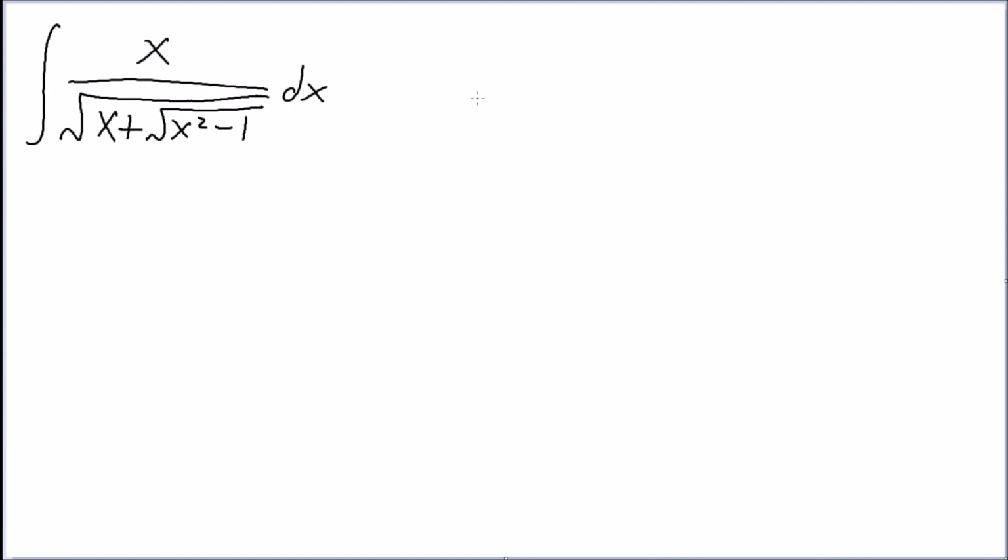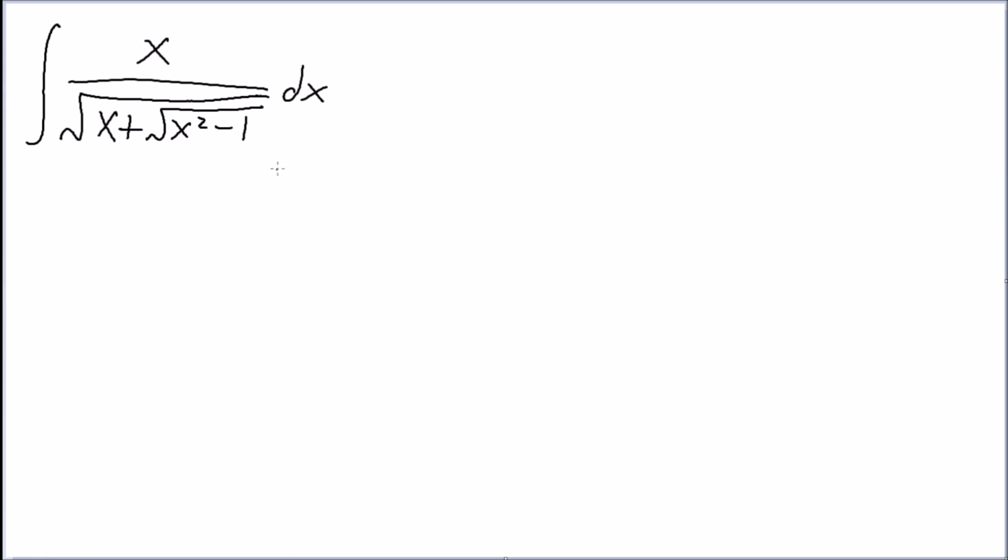Okay, a lot of radicals. What do we do here? We have a lot of radicals. Let's see, if we do trig substitution, again, we just end up with secant theta plus tangent theta. And it's just, no. No.